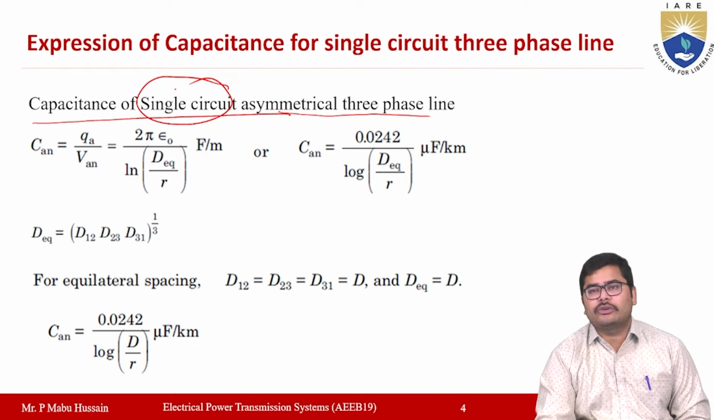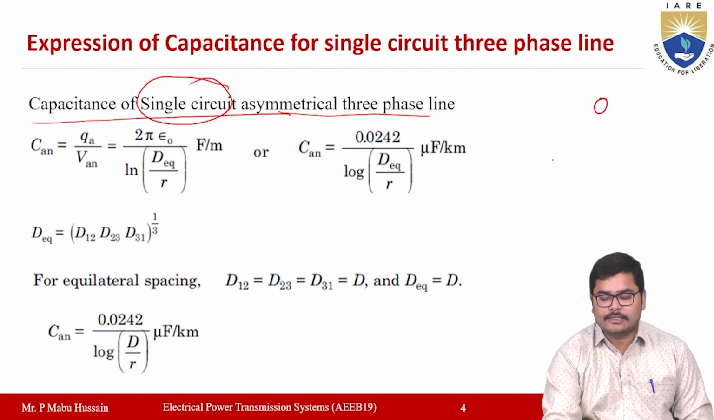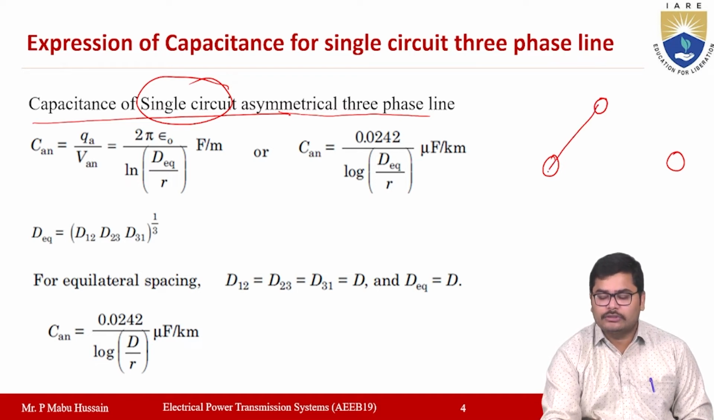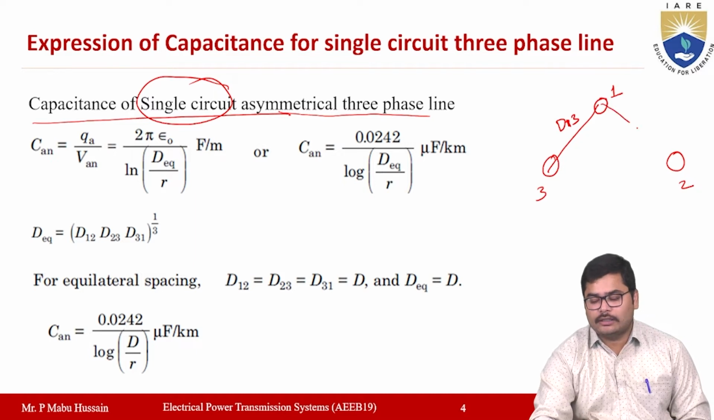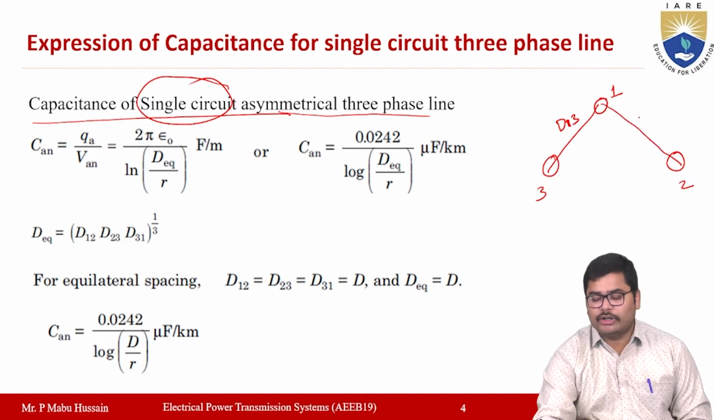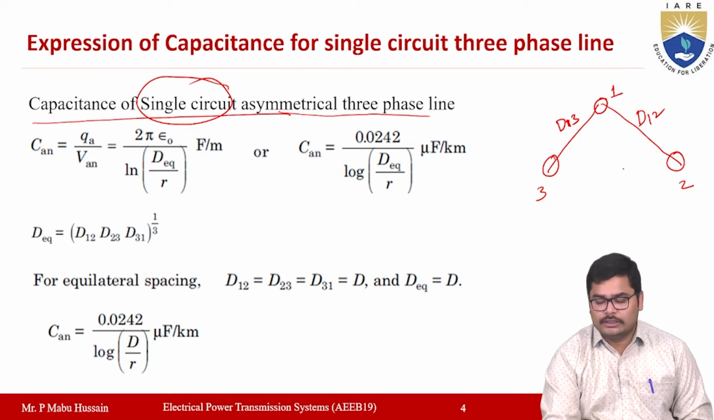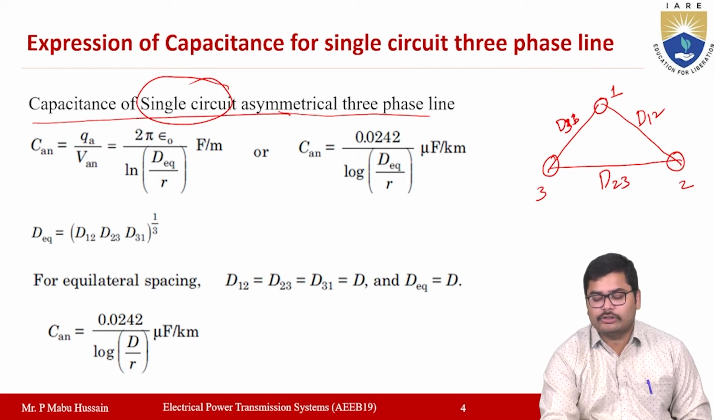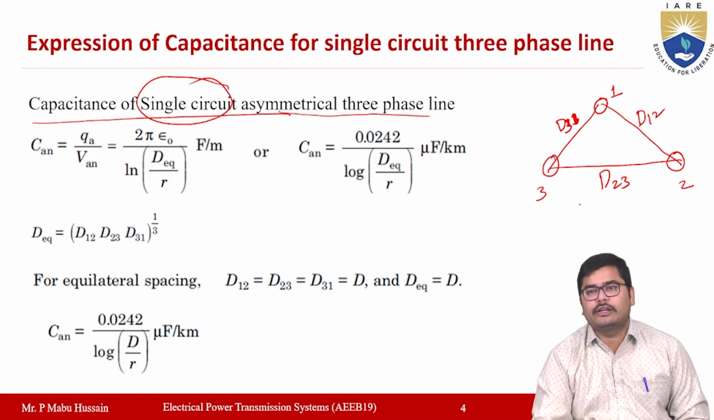That means in a single circuit transmission line you will be having three conductors. Now if you observe the distance between any two, let it be conductor 1, conductor 2, conductor 3, and the distance between 1 and 3 is D13 or D31 also you can say, and the distance between 1 and 2 will be D12 or D21. The distance between 2 and 3 is D23, right? So this may be represented 3, 1 also. Now if you observe all the distances, if all the distances are same, you can call it a symmetrical three-phase transmission line. If the distances are not same, then it is called an asymmetrical three-phase transmission line.